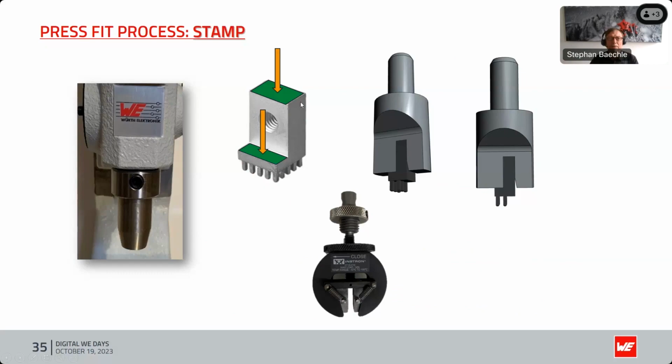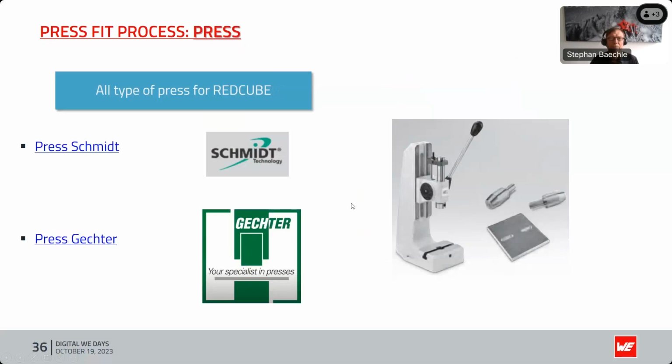If you have a component like this, you have to use another stamp, for example, which presses on 2 points. So this is very important that the product gets really straight into your PCB and does not move in any angle during the press fit process. For the press, we can recommend 2 companies in Germany, Schmidt and Gächter presses. We are using Schmidt presses also in our company, and this is what we can recommend. But we can also recommend some companies for the support location. Therefore, please write me just an email.